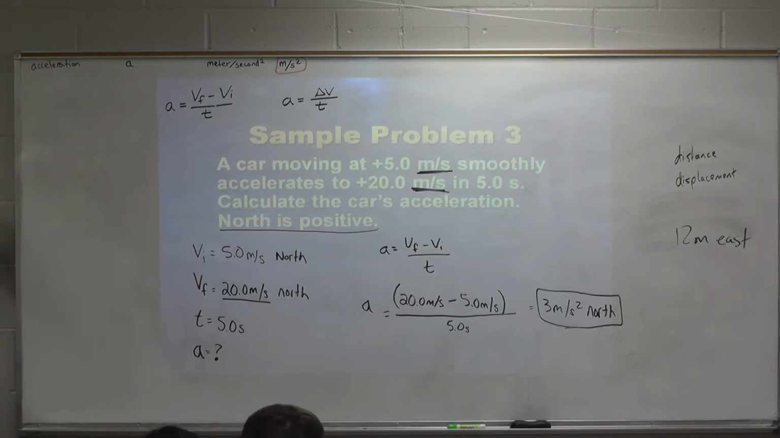20 minus 5 is what? 15 divided by 3 is? By 5 is? 3. Okay, sorry.